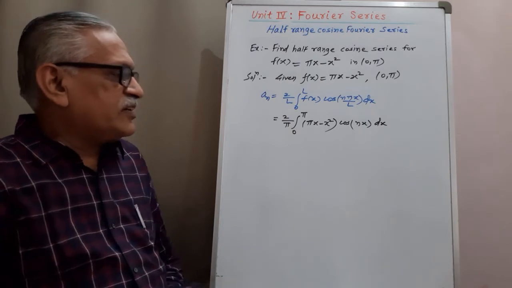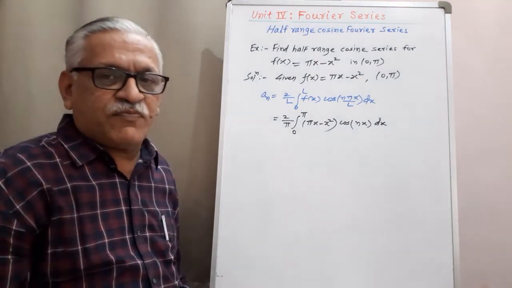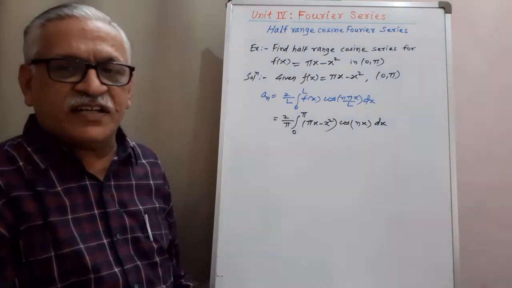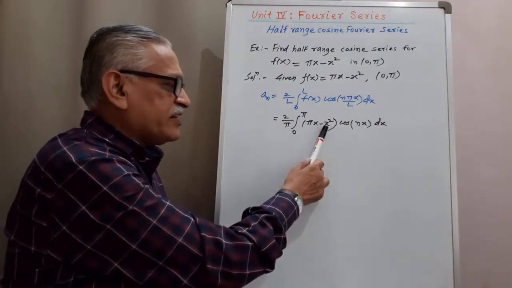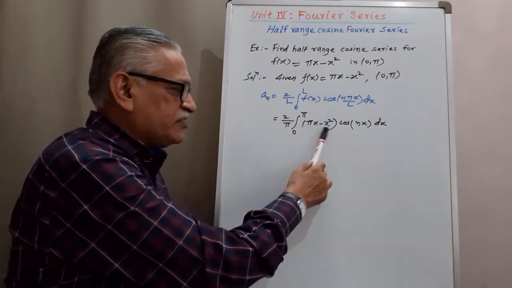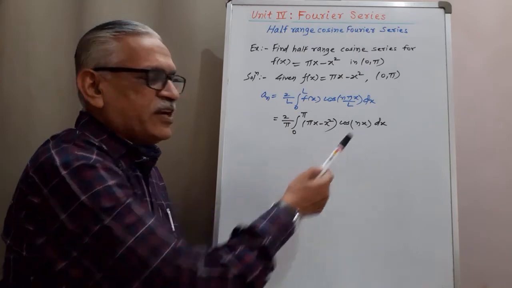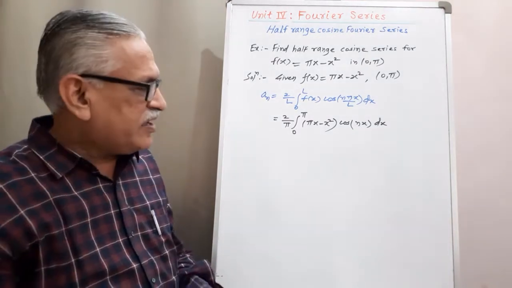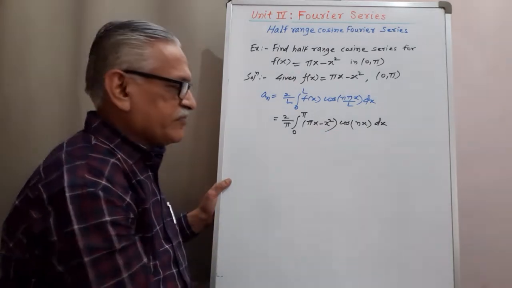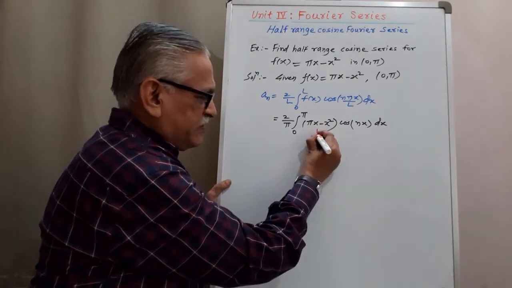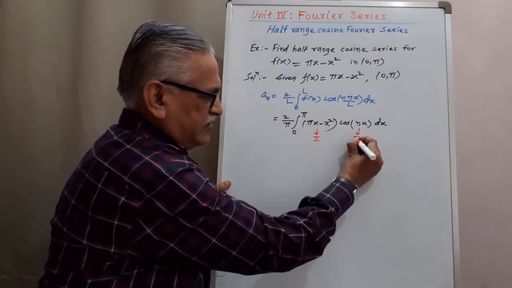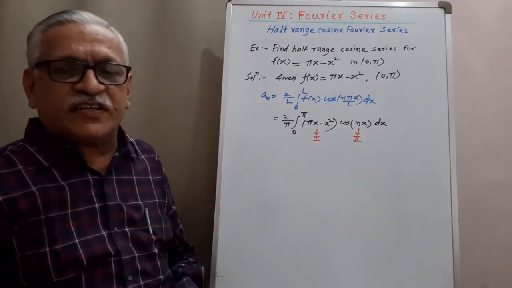In two ways we can perform this integration. Pi x into cos as one integral, and second integral as x square cos of nx. Or we can consider this as a single term and into that cos. Therefore, I am solving it by second way. Pi x minus x square is algebraic term, we consider as first function. Cos is trigonometric term, therefore, we consider it as second function.